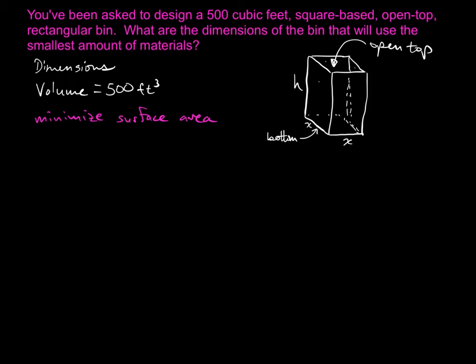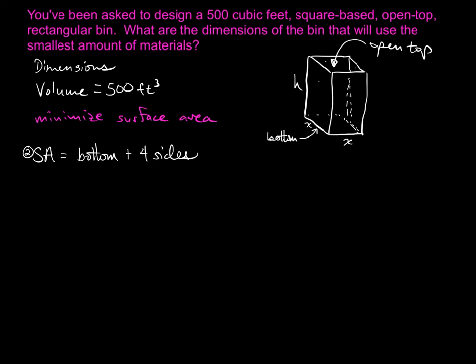So what are we trying to do? We're trying to minimize the surface area. Let's see what we can do here. The surface area of this particular box would be, so let's see, this is step 2. The surface area, I'm just going to call SA, is the bottom plus the 4 sides.